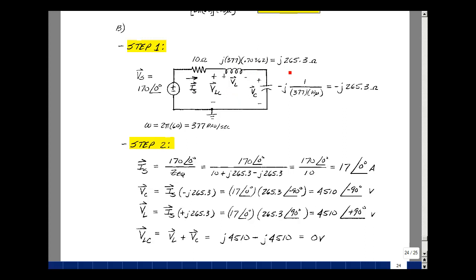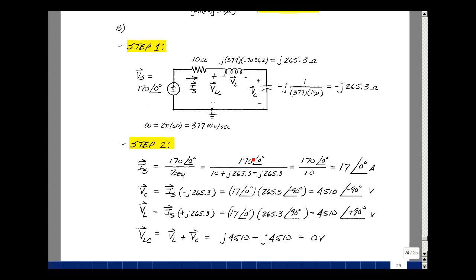That gives me a plus j265.3 ohms. The capacitance has an impedance of minus j over omega C. 377 times 10 microfarads, reciprocal, is a minus j265.3. Same value, but the opposite sign. Let's see what effect that has. The current i sub S is the voltage divided by the total impedance looking into the circuit.